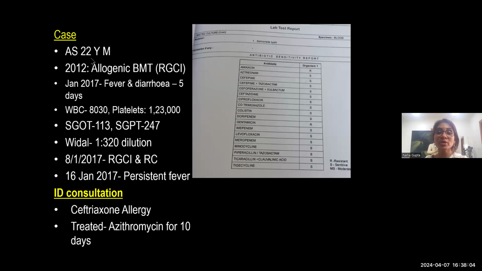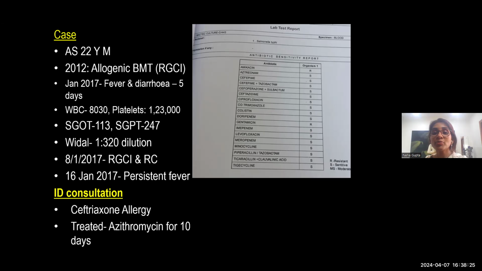Now, this is a 22-year-old gentleman who had undergone an allogeneic bone marrow transplant. Then 5 years later, he presented with fever and diarrhea for 5 days. His counts were normal. There was a slight decrease in the platelet count and an increase in the LFT. The Widal was positive, and this patient had Salmonella typhi from the positive culture.